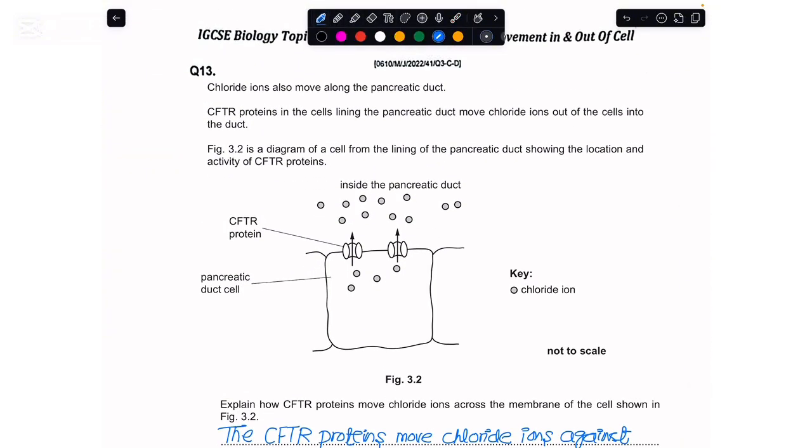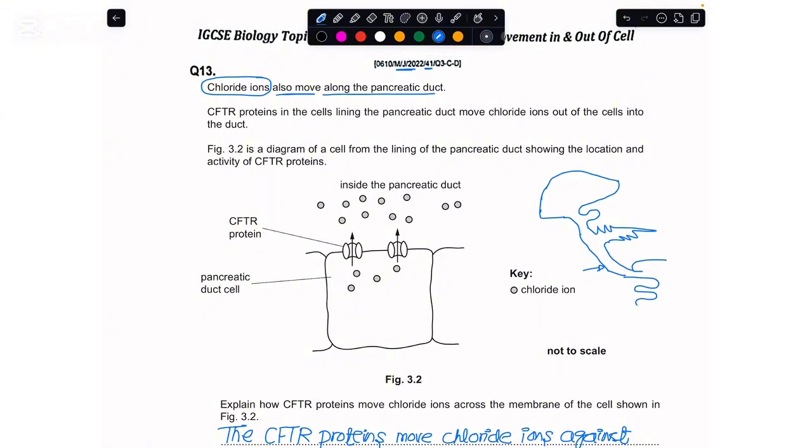This appeared in paper variant 4.1, and this came in May June of 2022. What they are telling us is that the chloride ions also move along the pancreatic duct. Where the pancreatic duct is lying, we know that we have this liver, and this liver acts as an accessory organ for our alimentary canal. Moving onward here, we have the gallbladder. If I move further, we have this pancreas. And from the pancreas, there is this duct that we have here. This is the pancreatic duct.